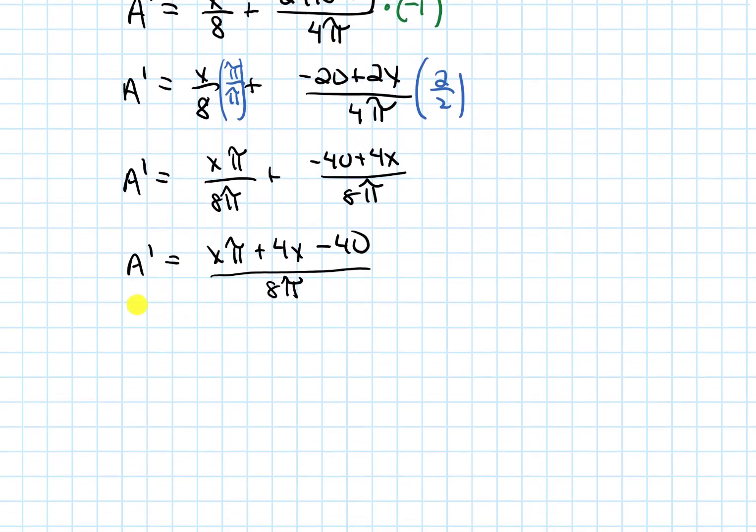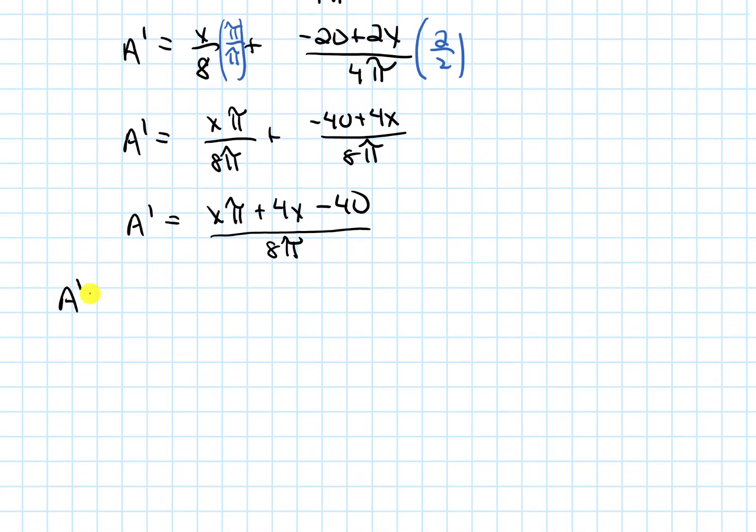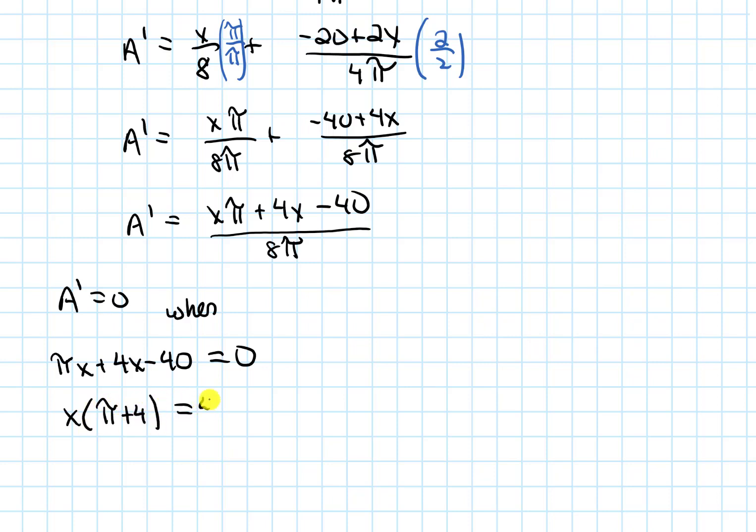Okay, so now when is this equal to 0? My derivative equals 0 when, because I have this one fraction, for that fraction to be 0, I need the numerator, which is pi x plus 4x minus 40, to be equal to 0. So let's factor an x out of these two terms to give me x times pi plus 4, and move the 40 over. And then I can divide by pi plus 4. So we get x equals 40 over pi plus 4.